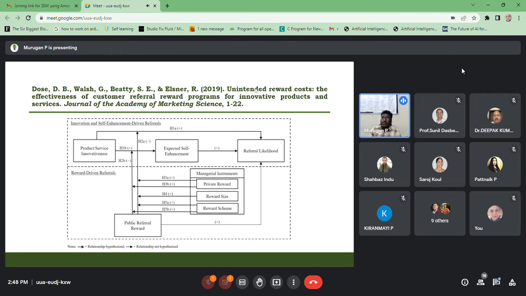Just look at this model, 2019 paper, a bit complicated one. Unintended reward cost, the effectiveness of customer referral reward programs for innovative products and services, Journal of the Academy of Marketing Science. So basically here, product or service innovativeness is related to referral likelihood through expected self-enhancement. Here, expected self-enhancement is acting as a mediator between product or service innovativeness and referral likelihood. Make sense? Public referral reward, then managerial instruments, all those things are acting as moderators here.